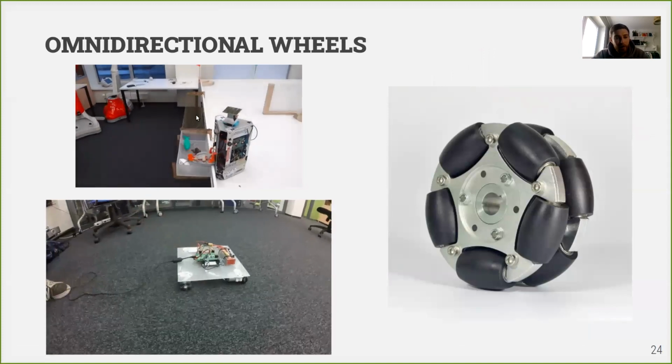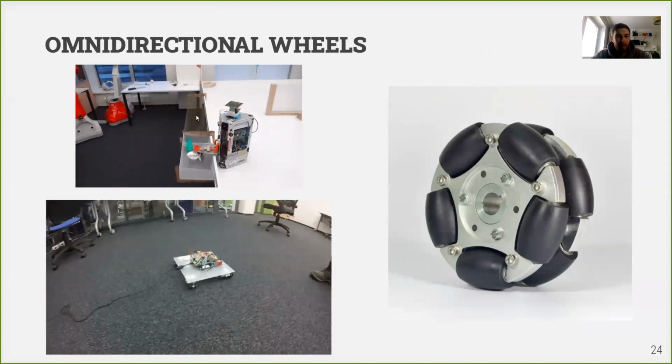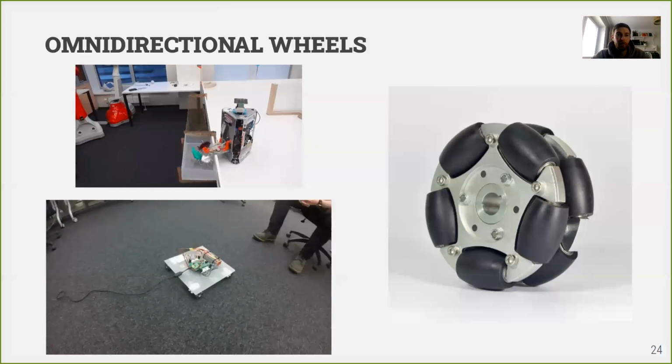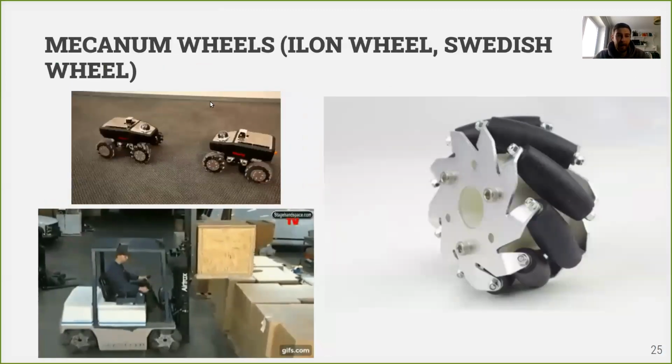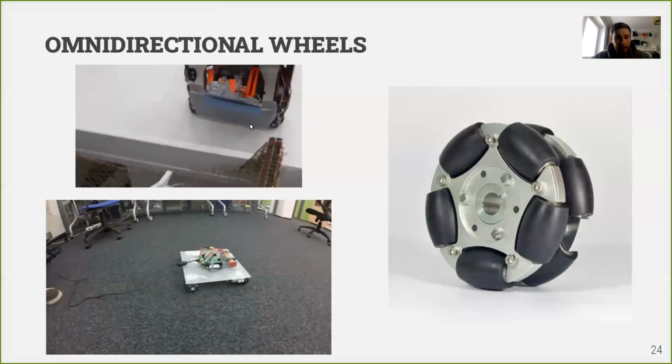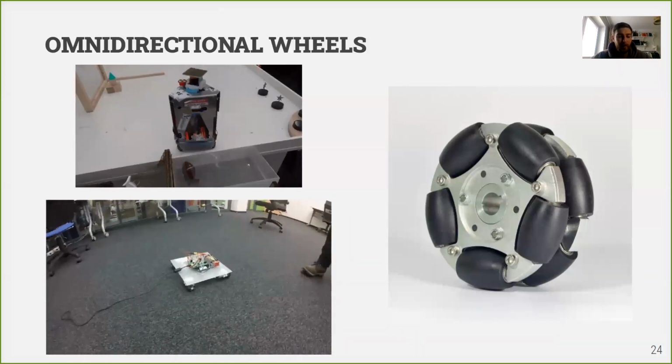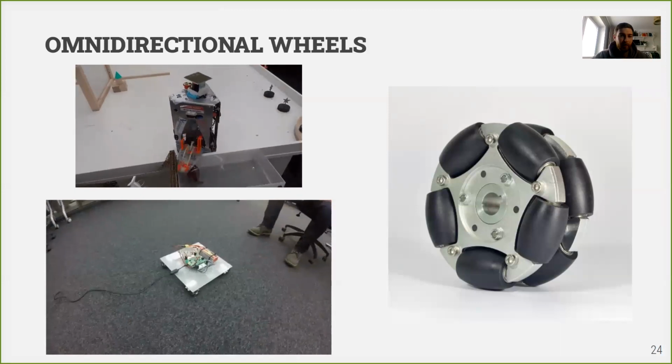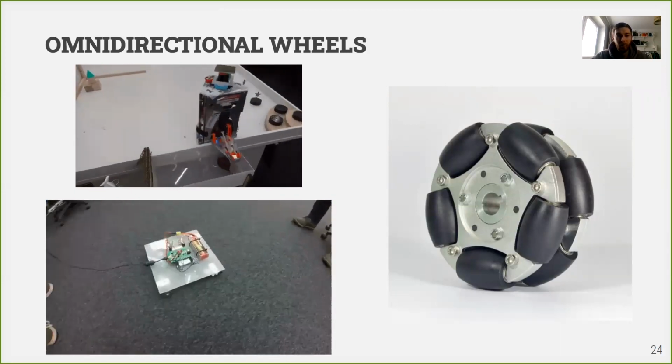So there are also quite complex types of wheels which are called omnidirectional and mecanum wheels. We will discuss them separately, but we will not go into the details. You just have to know that there are such types of wheels and such types of robots.